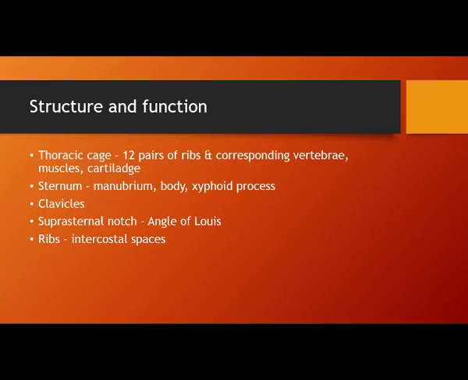And in each space between the ribs, there's also a nerve, an artery, a vein, and capillaries, and many other structures as well. The sternum has three parts. The manubrium is the top part, then the body, and then the xiphoid process is the bottom part of the sternum.